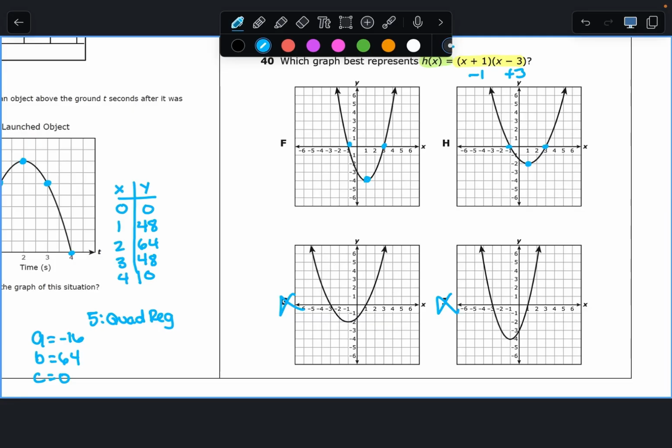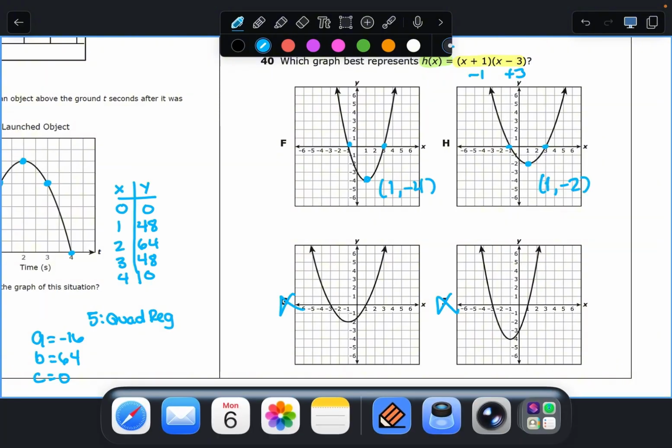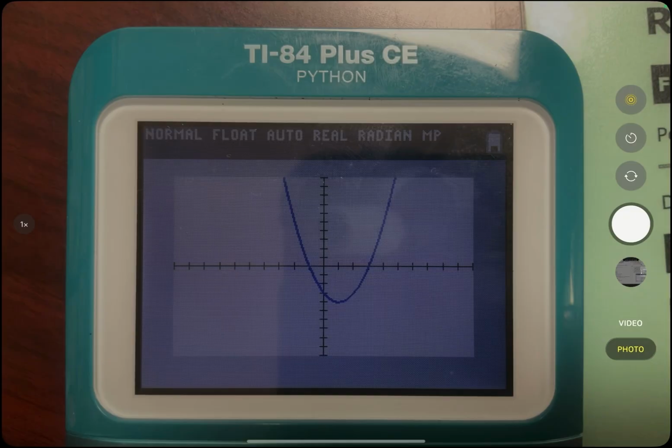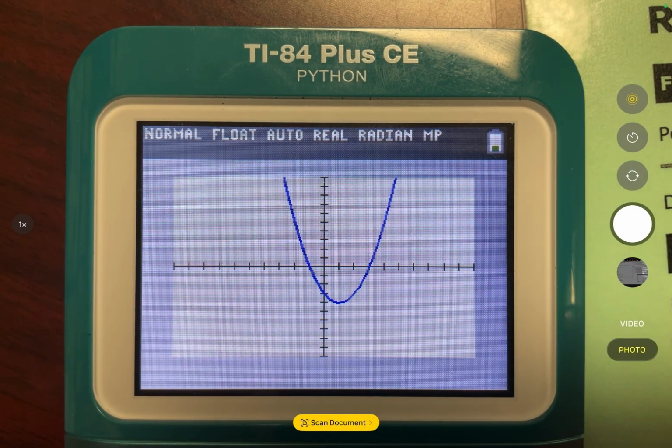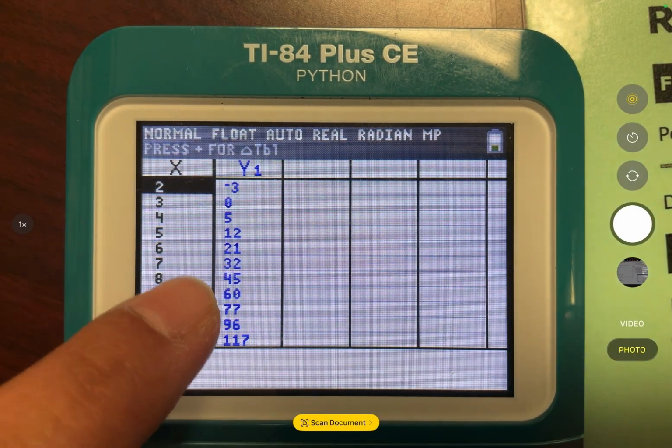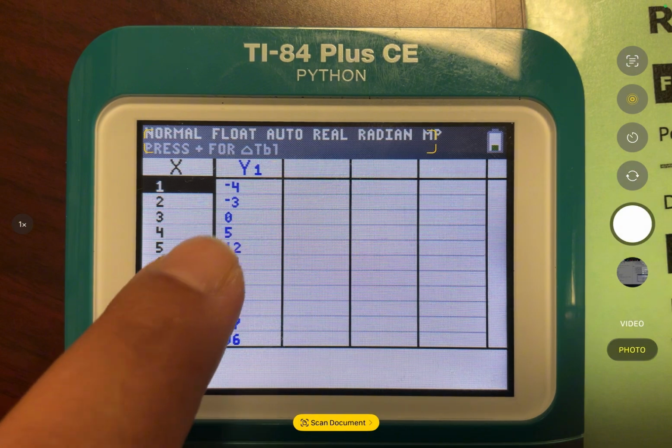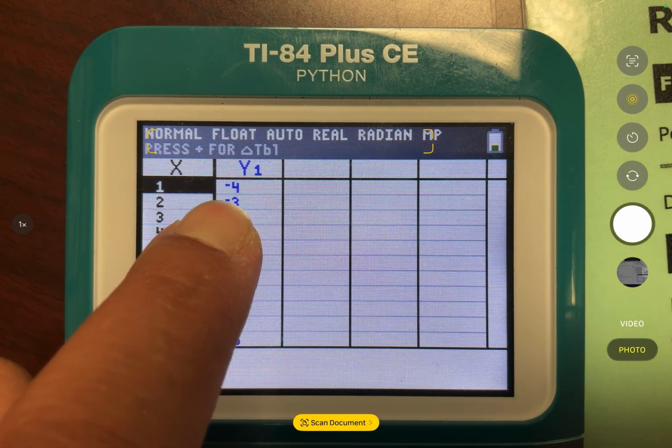So that's why the vertex is what? 1, negative 4 or 1, negative 2. So now check the table to see which vertex matches up. If I go to second graph, it's 1, negative 4. So your answer is F.